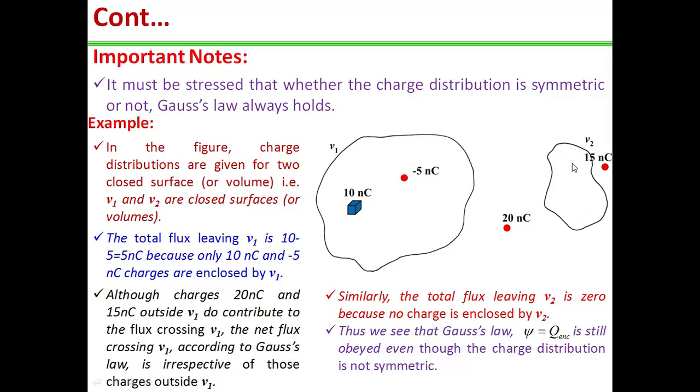Thus, we can say that Gauss law, psi is equal to Q enclosed, is still obeyed even though the charge distribution is not symmetric. However, we cannot use the law to determine electric field or electric flux density when the charge distribution is not symmetric. We must resort to Coulomb's law to determine the electric field and electric flux density in that case.